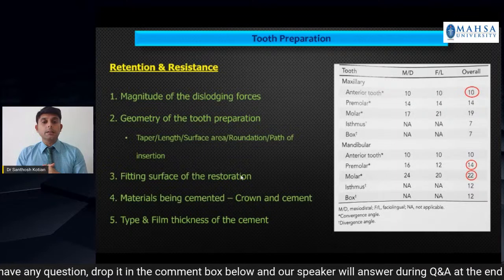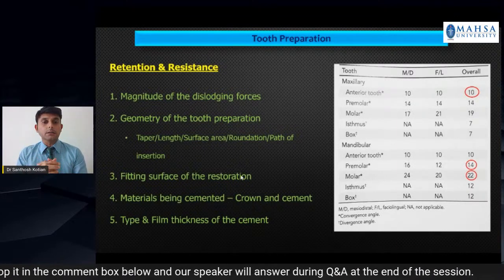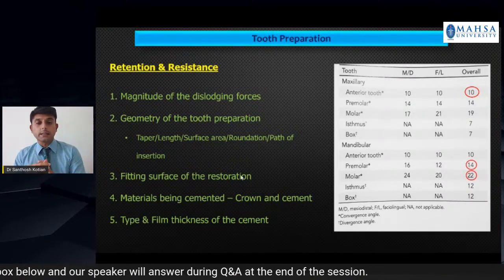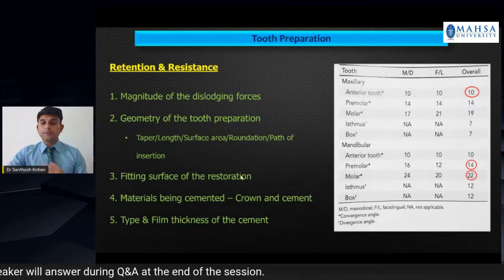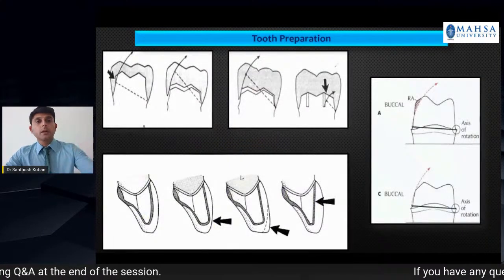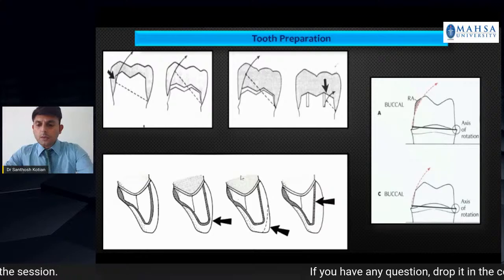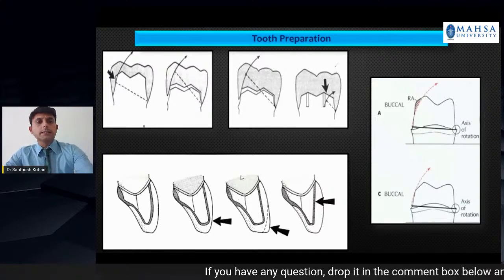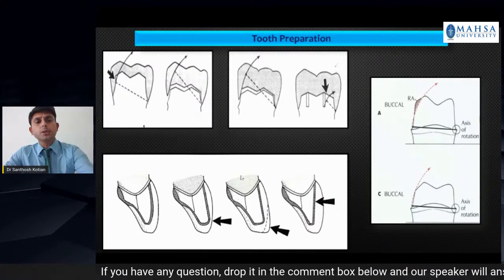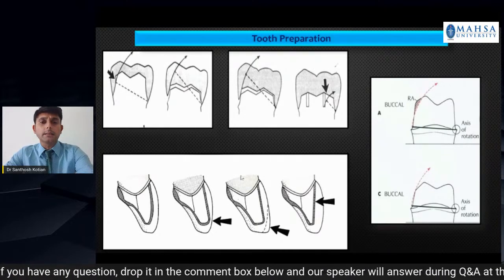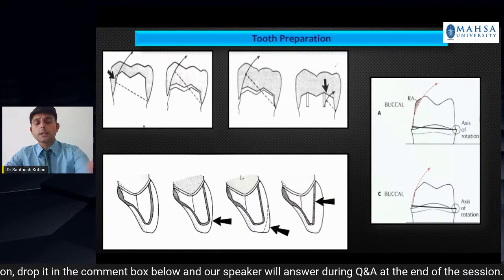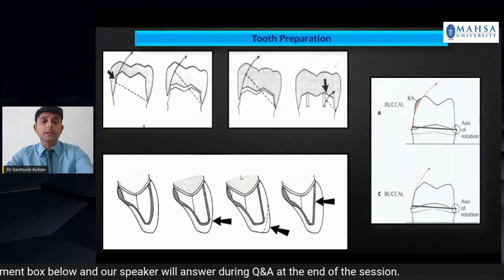Material being cemented, whether it's the crown material as well as the cement material, and the type and film thickness of the cement. Basic. What we already discussed is the path of insertion. You need to have a proper taper, length, and surface area so that the design itself gives the retention and resistance for your preparation.